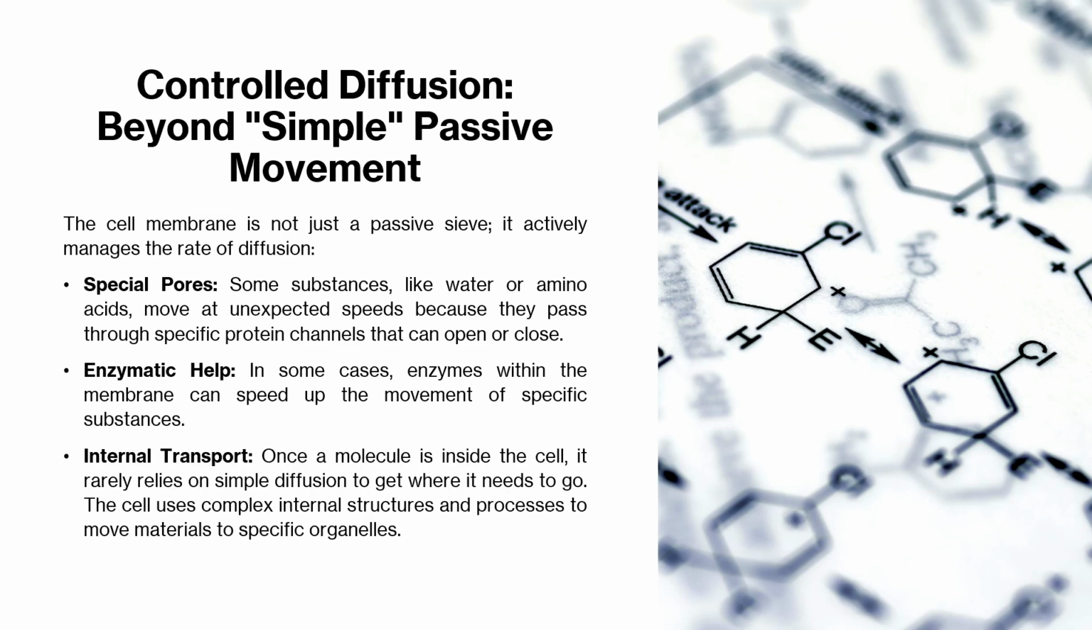And finally, we have internal transport. Once a molecule actually gets inside the cell, it does not just float around aimlessly, relying on simple diffusion. That would be too slow for a busy cell. Instead, the cell uses a complex network of internal structures, almost like a tiny subway system, to move materials directly to the organelles where they are required. So, while diffusion starts the process, the cell's own machinery takes over to make sure everything gets to the right place at the right time.